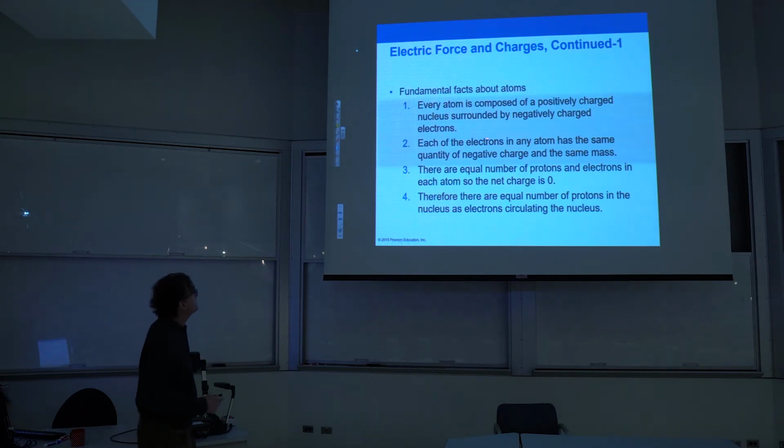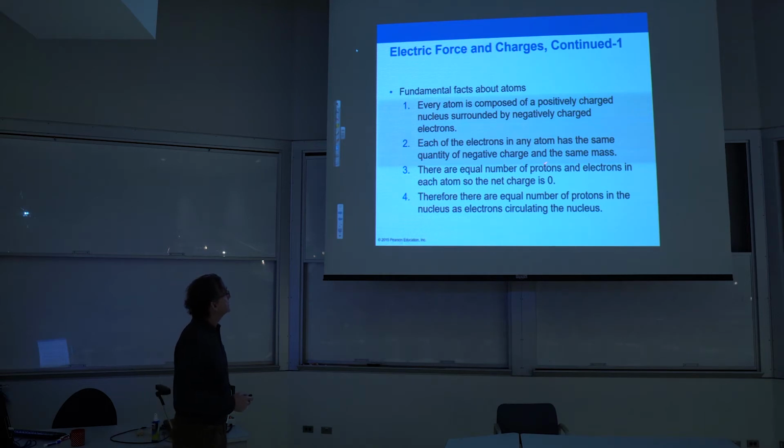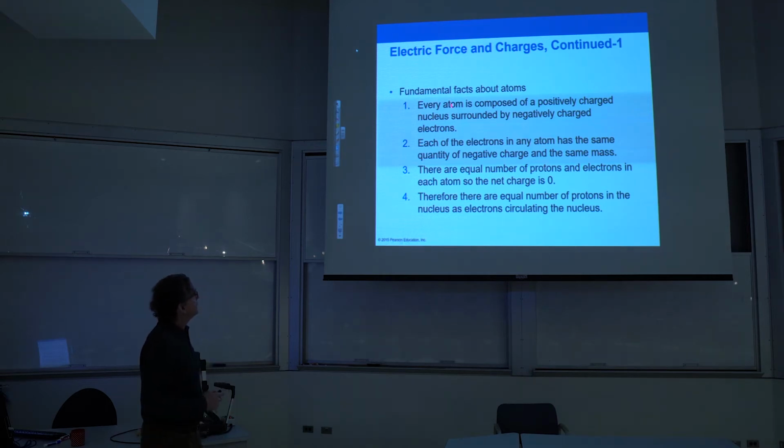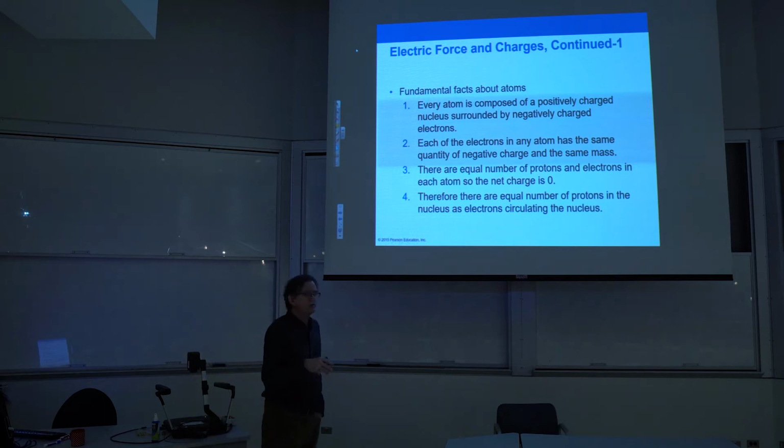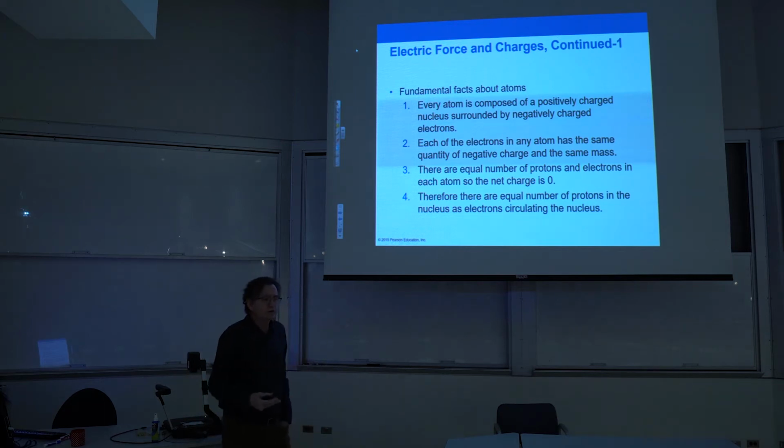Important facts about atoms: every atom is composed of a positively charged nucleus surrounded by a negative charge of electrons that's circulating, and each of the electrons in any atom has the same quantity of negative charge and the same mass. Generally speaking, as we see in item number 1 again, we can think of every atom as being composed of a certain number of protons, neutrons, and electrons.